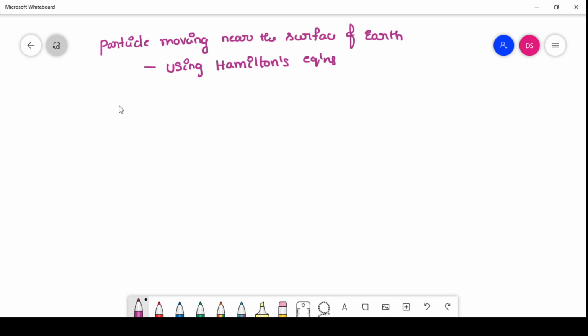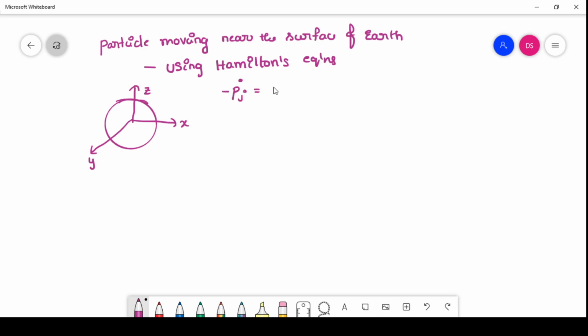Okay. So here let us consider the particle is moving near the surface of the earth, and we are considering that the direction is z. Let us consider it is at the top in this z direction. Okay, so we are considering this axis like this.